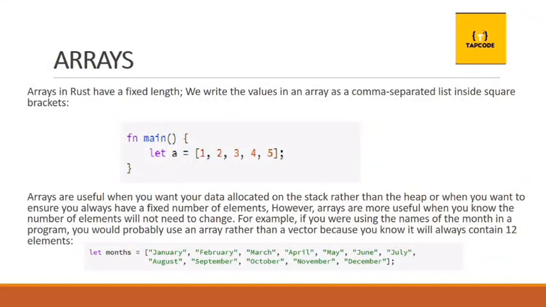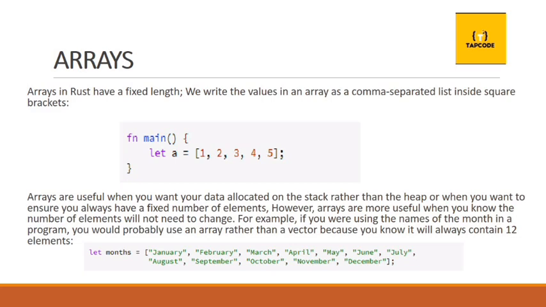Now we are moving to the arrays. Arrays in Rust have a fixed length. We write the values in an array as a comma separated list inside the square brackets. You know, tuples were inside curved brackets. This is inside the square brackets. Square brackets are different from curly brackets or curved brackets.